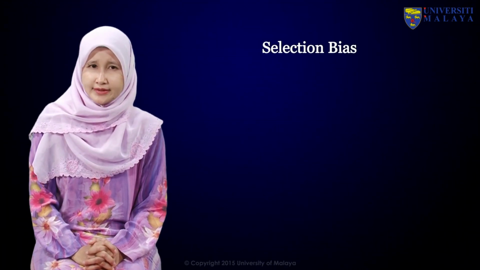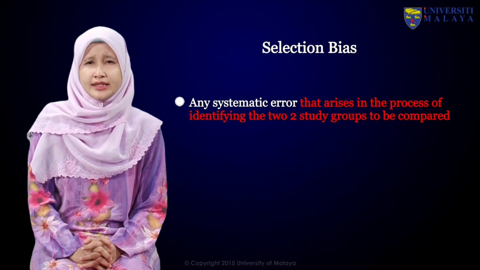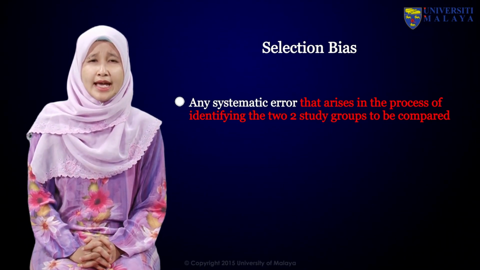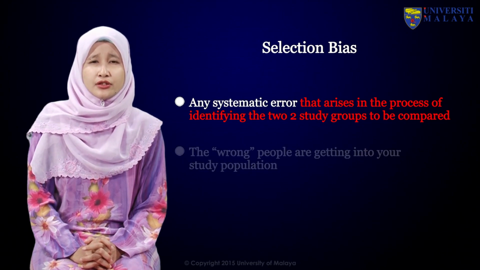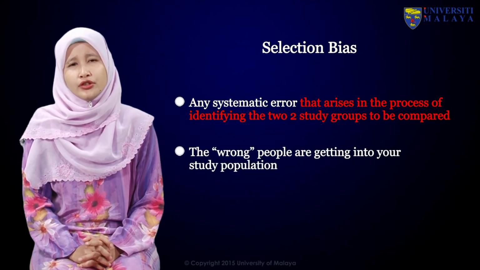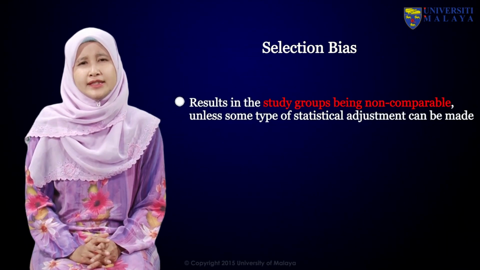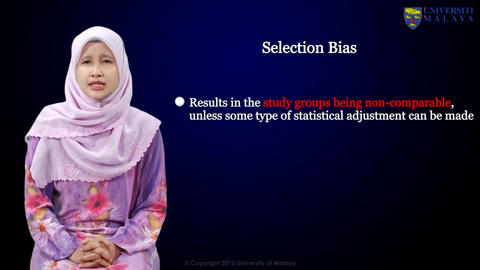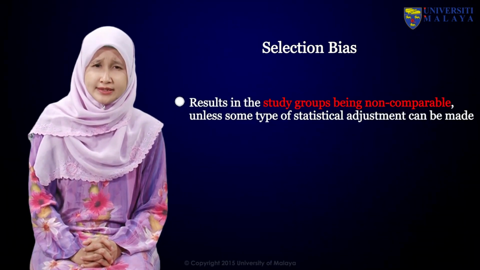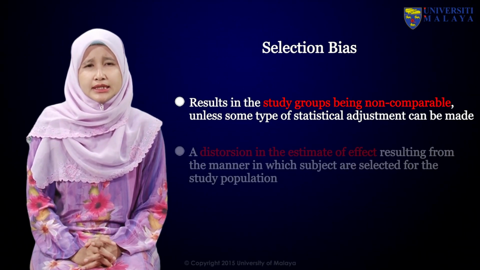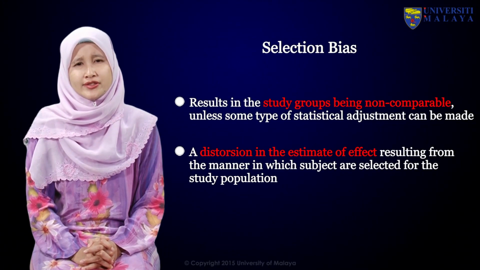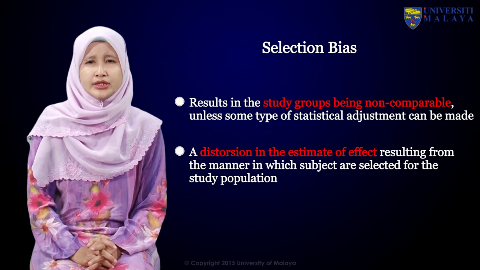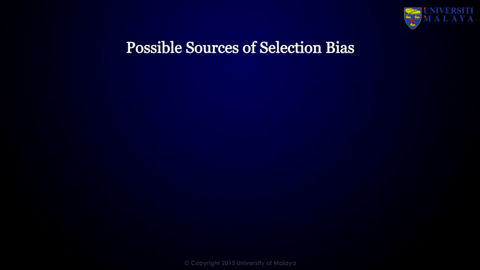Next is selection bias. It is any systematic error that arises in the process of identifying the two study groups to be compared. The wrong people are getting into your study population. This results in the study groups being non-comparable unless some type of statistical adjustment can be made. It is a distortion in the estimate of effect resulting from the manner in which subjects are selected for the study population. There are many possible sources of selection bias.